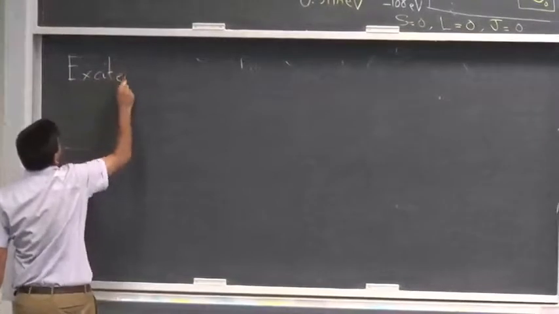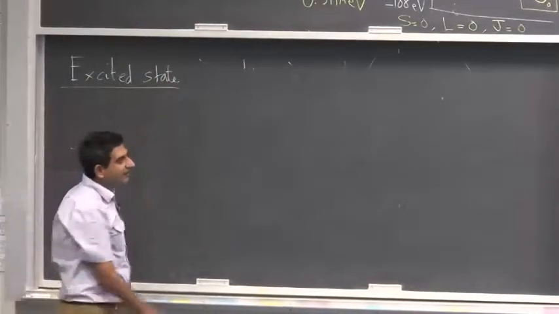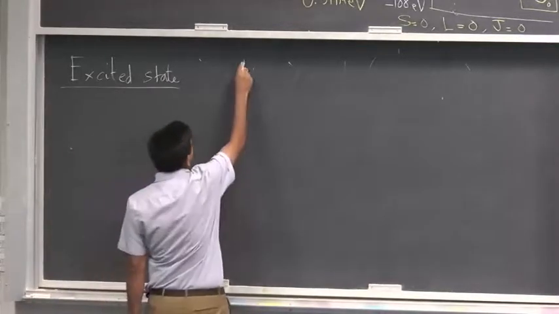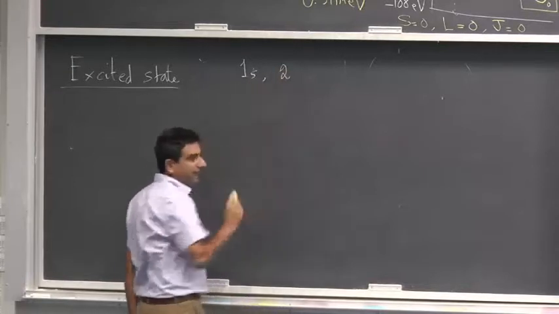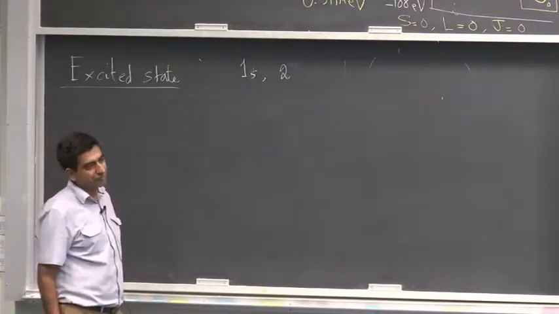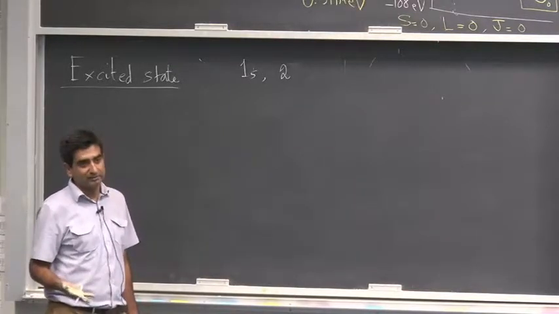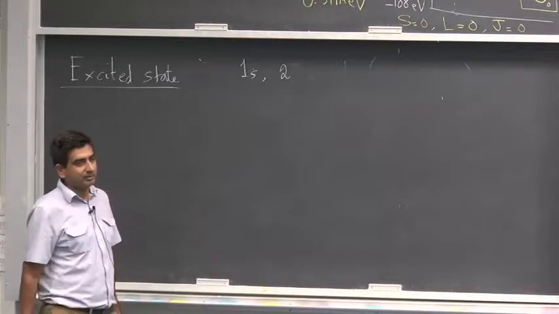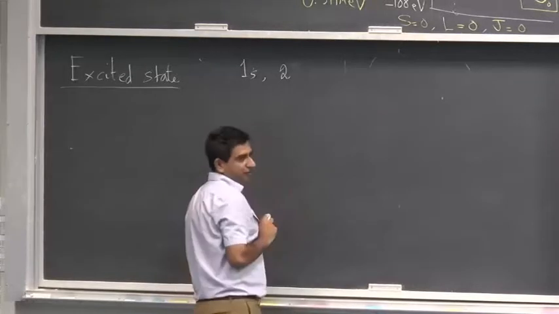Alright, so let's talk about the excited states of helium. Now the first excited state. In the first excited state, one of the electrons remains in the 1s state, whereas the other electron is promoted to n equals 2. Right? Now when n equals 2, l could be 0 or 1. So it could be the 2s state or the 2p state. Alright? So when n equals 2, you have this kind of configuration.